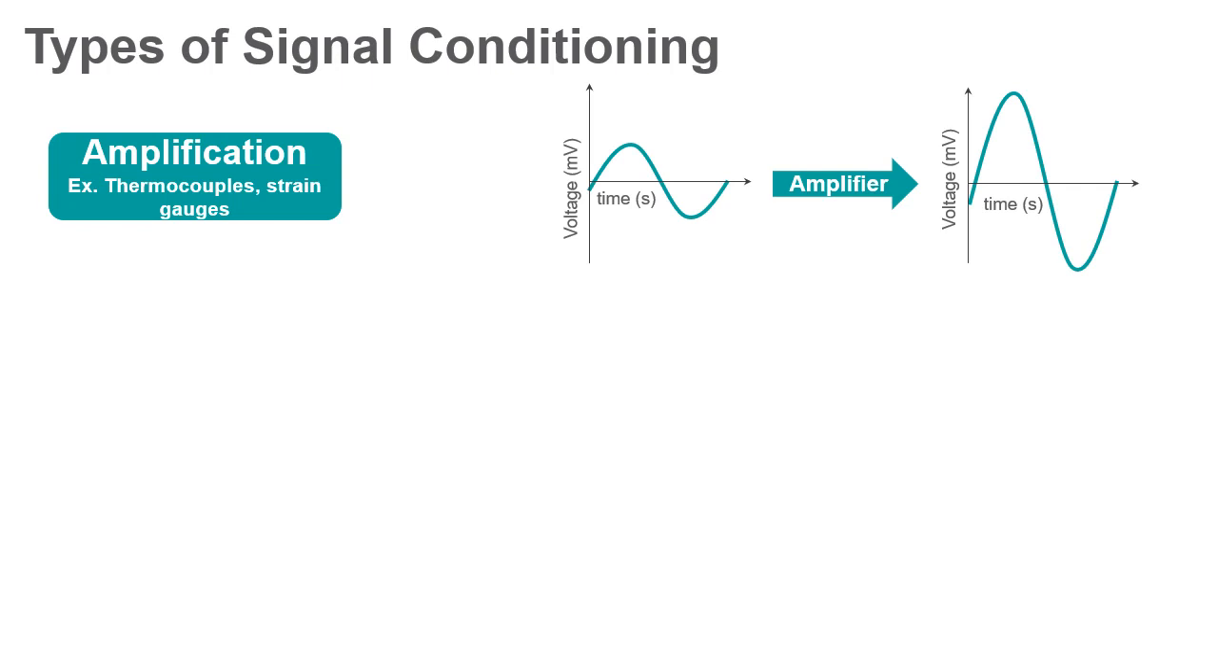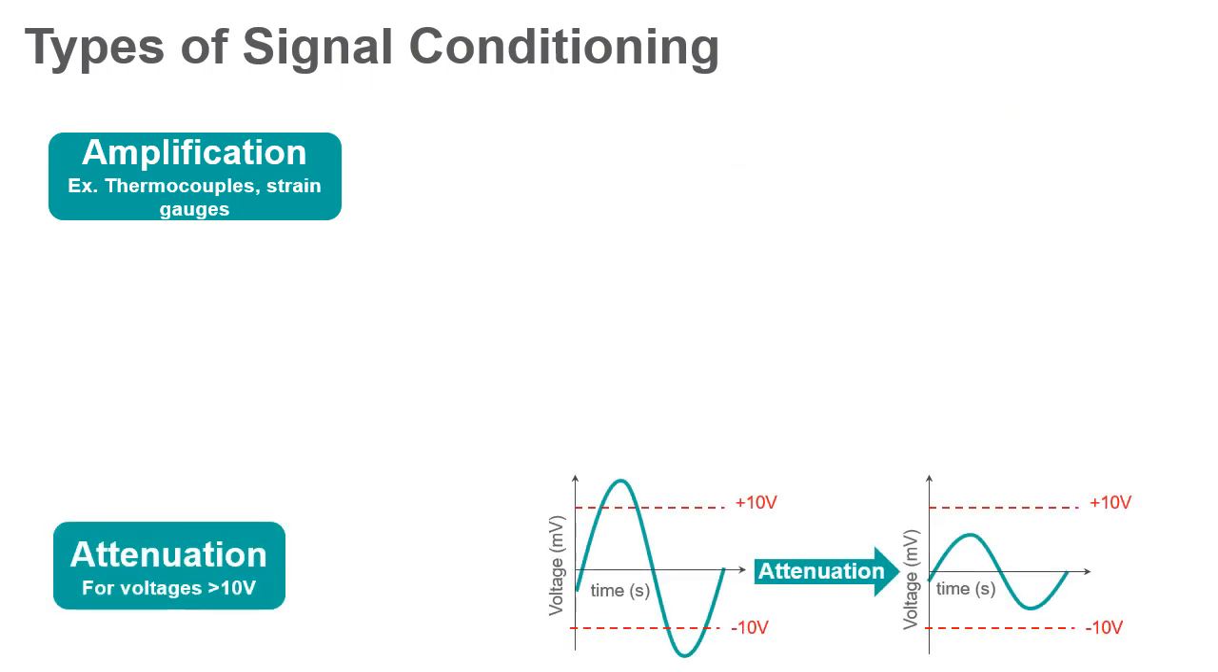Types of signal conditioning. Here are some examples of common signal conditioning types, their functionalities, and examples of when you may use them. Amplifiers increase the input signal amplitude. For low voltage output signals, an amplifier can increase the resolution of your measurement. Attenuation decreases the input signal amplitude. If an output voltage is more than 10 volts, this can be used to decrease the output to fall into the range of a DAC device.